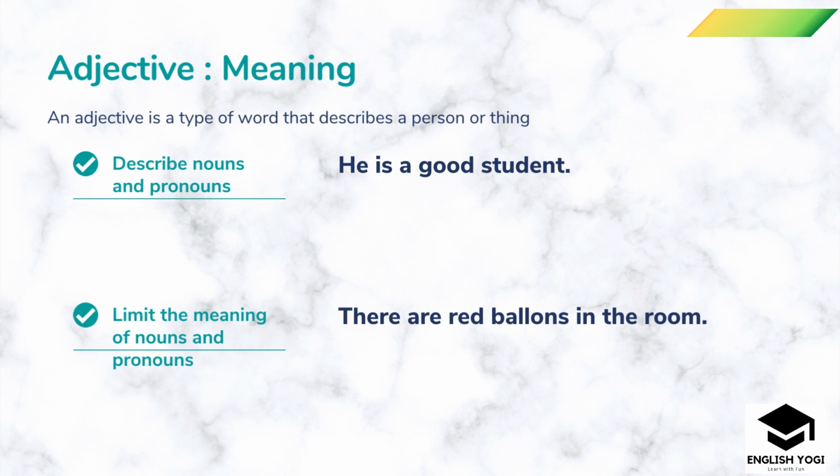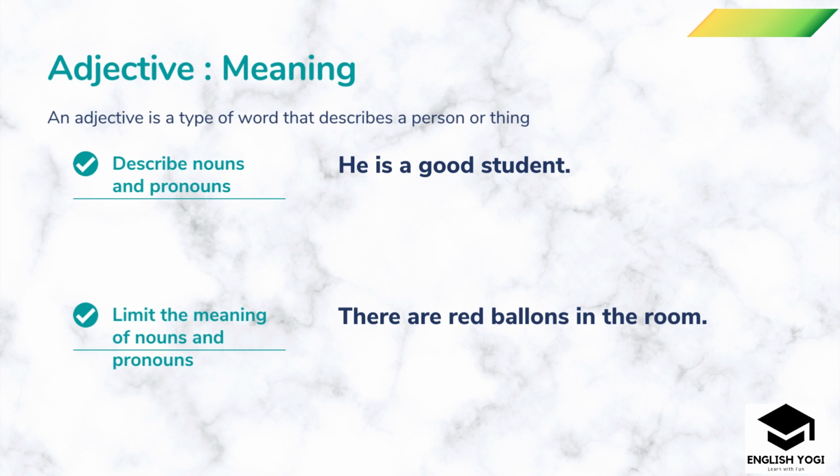For example, in the first sentence, he is a good student. Student is a noun, and the word good is an adjective because the word good is giving extra information about the student.